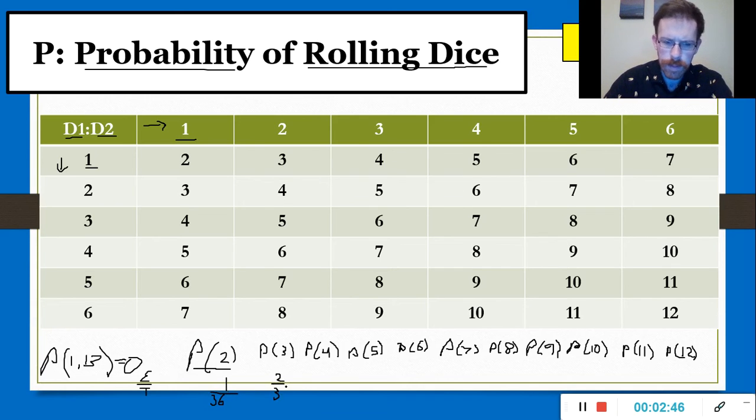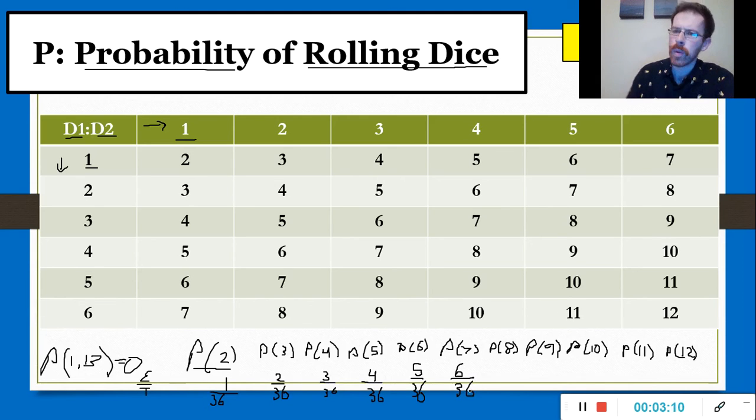Now, the probability of getting a 3 is 2 out of 36. Probability of getting a 4 is 3 out of 36. Probability of getting a 5 is 4 out of 36. And ladies and gentlemen, at this point you might be seeing a pattern, because the probability of getting a 6 is 5 out of 36. Probability of getting a 7 is 6 out of 36.